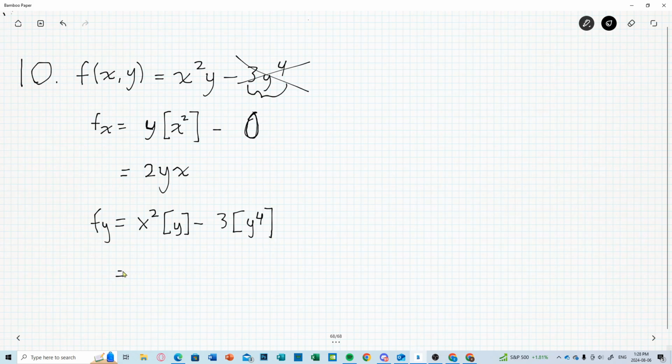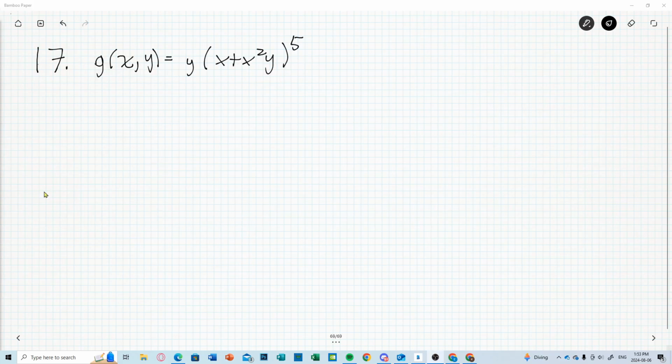Now, again, it's just a simple derivative. It's going to be x squared. Our y is going to become 1, so it doesn't really mean anything to us. And this is going to be 4y cubed. So we'll write 3 multiplied by 4y cubed. And now this, let's clean it up a little bit. It'll be x squared minus 12y cubed.